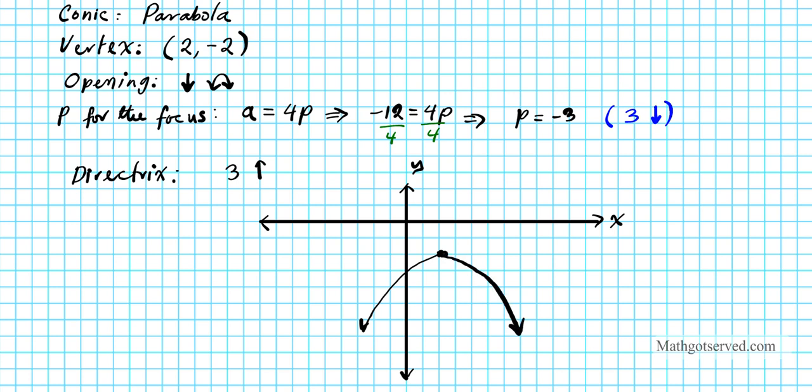Okay, now the next thing we're going to graph is the focus. The focus is 3 units down. Starting from the center, we're just going to go 1, 2, 3. Note this is -2, right? So this is our focus right here. Let's go ahead and label it. So this is our focus.